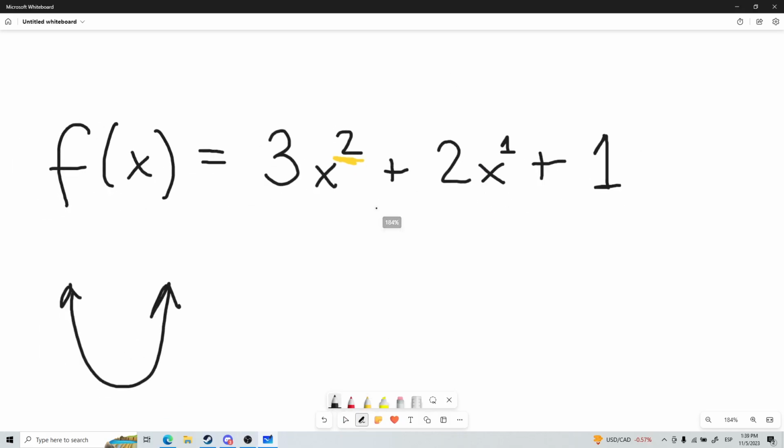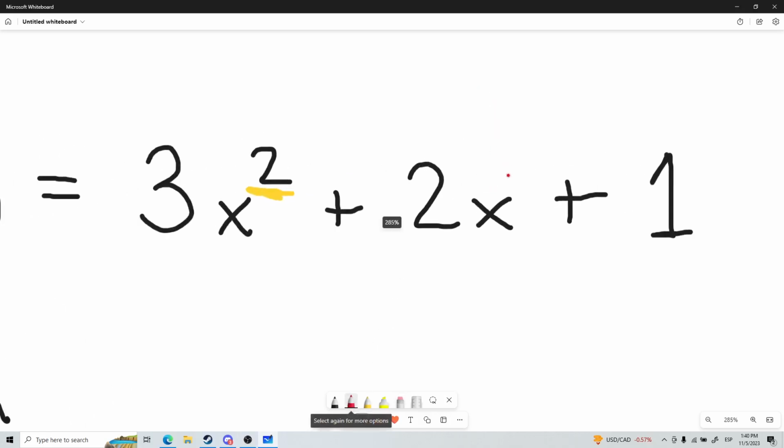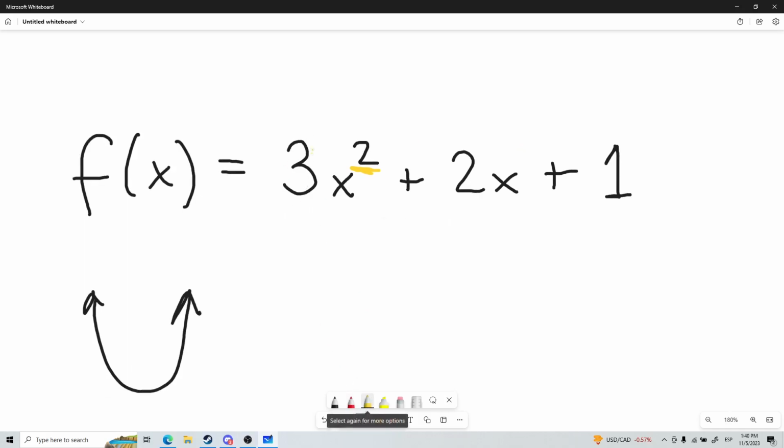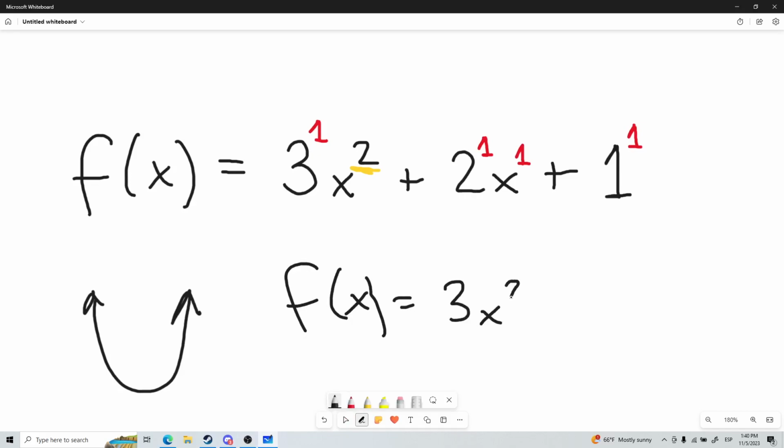Now, in math, you write it like this, without the 1. But technically, there's a secret 1, so to say. And technically, this 3 is to the power of 1. This 2 is to the power of 1. This x is to the power of 1. This 1 is to the power of 1. But out of convenience, you write f of x equals 3x squared plus 2x plus 1 instead of putting all these ones that are implied. They're given, but they're hidden. They're there behind the scenes. You know that they're there, we just don't write them.